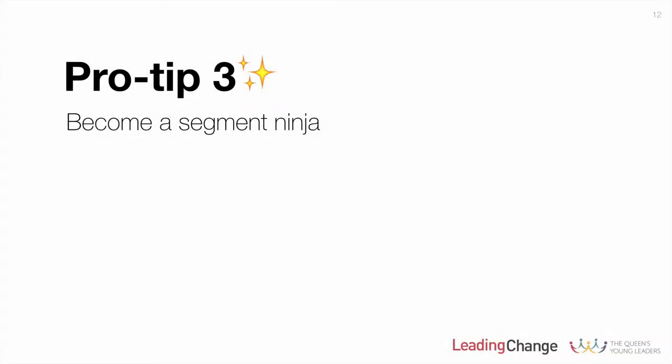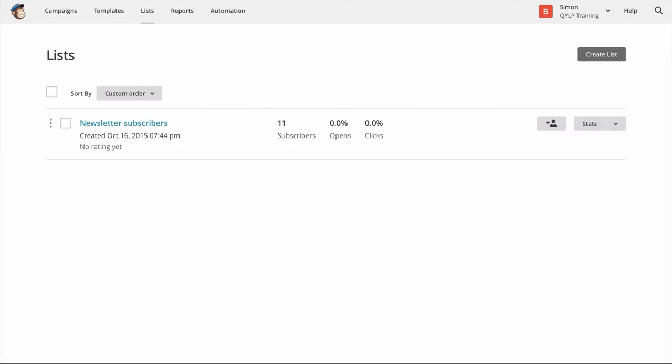Okay, pro tip number three, becoming a segment ninja. To demonstrate this one, I'm going to jump back into MailChimp for a moment. Now, if you remember back to the mail merge example that we did recently, we did look at sending to a segment there. A segment, remember, is just a small part of our overall mailing list. It's people that conform to a particular criteria. It may be people with a phone number or people who want to know about competitions. What segments enable us to do is to send more targeted communications to customers.